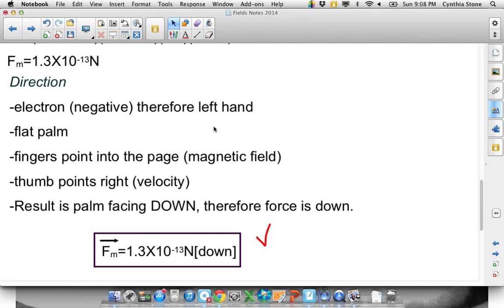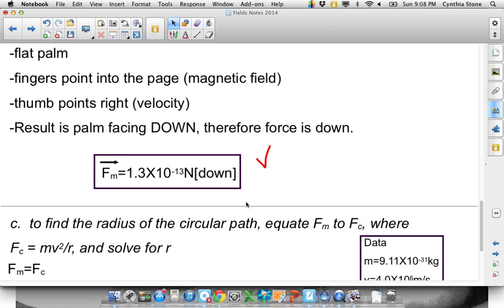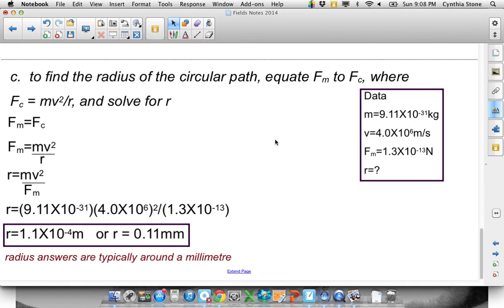So I found A, my speed. I found B, my force. Now I'm going to find the radius of the circular path. So again, that means that Fm equals Fc. I'm looking for R. So R is going to be mv squared over Fm, just if you look at this formula. Just get R by itself. Plug in all the numbers, and it's tiny, tiny, and it is typically in the range of millimeters. So that's normal, and that's how you do it. Good answer.